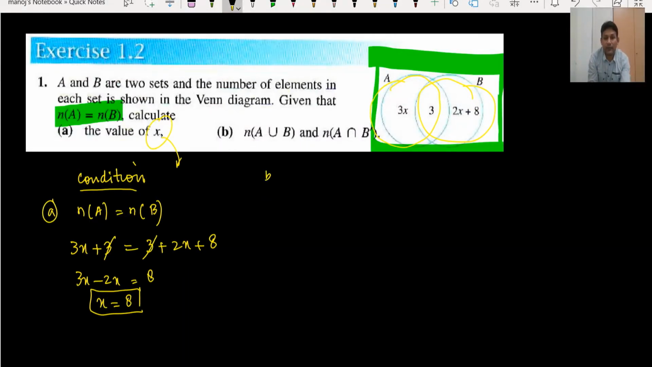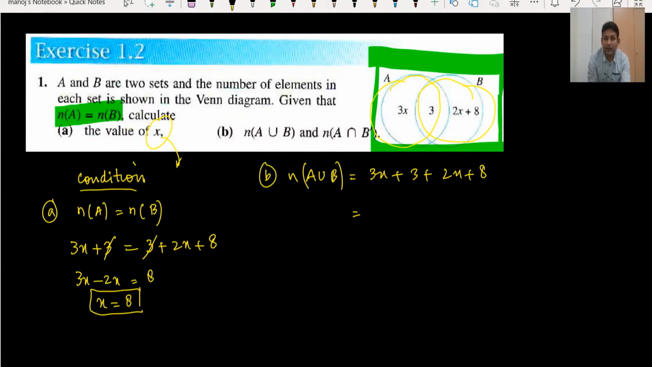Now part B, we need to find the number of elements in A union B. When you want to check A union B, it means we write everything: 3x plus 3 plus 2x plus 8. Like everything. So what is the value of x? And we are finding the number of elements.